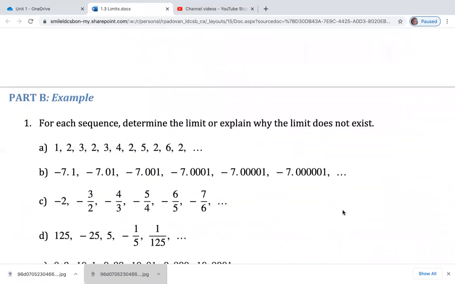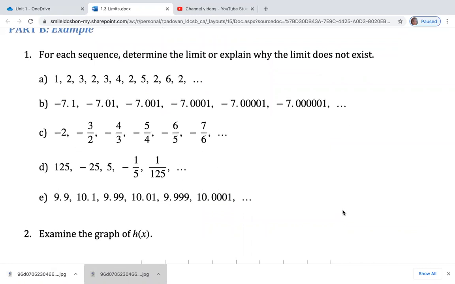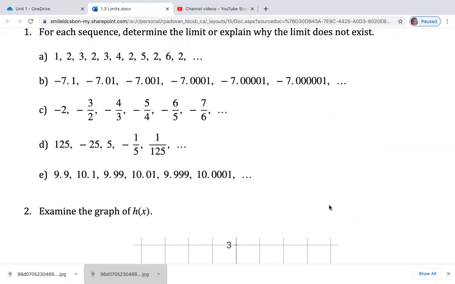Okay, let's look at an example that's not graphical. For each sequence, determine the limit or explain why the limit does not exist. So here I have to figure out what my pattern is, right? I have the numbers 1, 2, 3, 2, 3, 4, 2, 5, 2, 6, 2. If I were to continue on dot, dot, dot there, what would the next couple numbers be? I have 4, 2, 5, 2, 6, 2. So then it would be 7, 2, right? 8, 2, and so on.